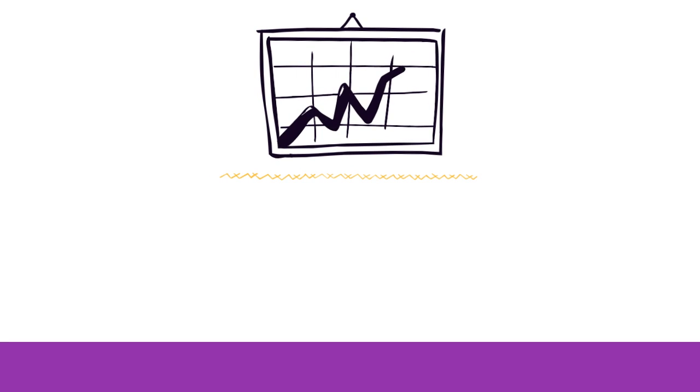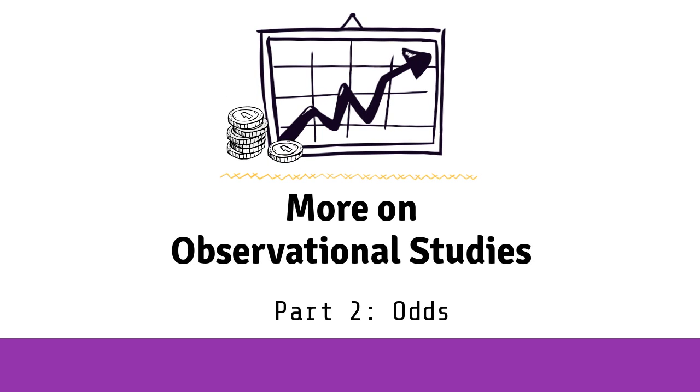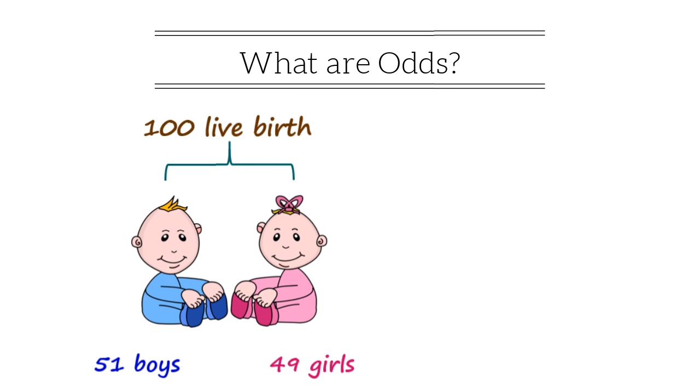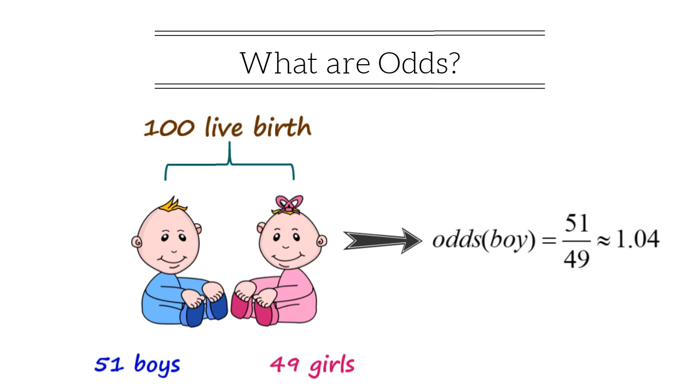In this unit, we will introduce the population odds ratio, which can be estimated from both kinds of studies. Suppose that in 100 live births, there are 51 boys and 49 girls. Then the odds for boy is the ratio of 51 to 49 or 1.04, meaning a live birth is slightly more likely to be a boy. If an event is very likely, the numerator is much larger than the denominator, so its odds are large. If it is very unlikely, then its odds are very close to zero.